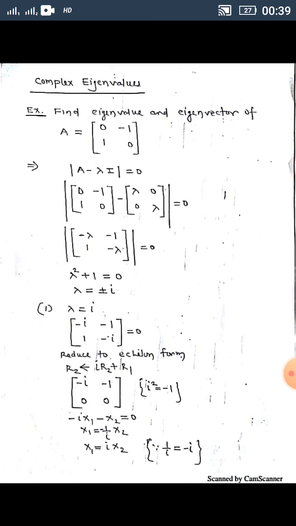Now the determinant is minus lambda into minus lambda, plus lambda square, minus of minus is plus 1, equal to 0. This is an irreducible polynomial of second degree. So lambda square is equal to minus 1, lambda is equal to plus minus square root of minus 1, and square root of minus 1 is the imaginary i. So lambda is plus minus i, purely imaginary numbers. For plus i, we calculate the eigenvectors. So lambda is i, so the matrix is [-i, -1; 1, -i] after simplification. We substituted the value of lambda in the matrix A.